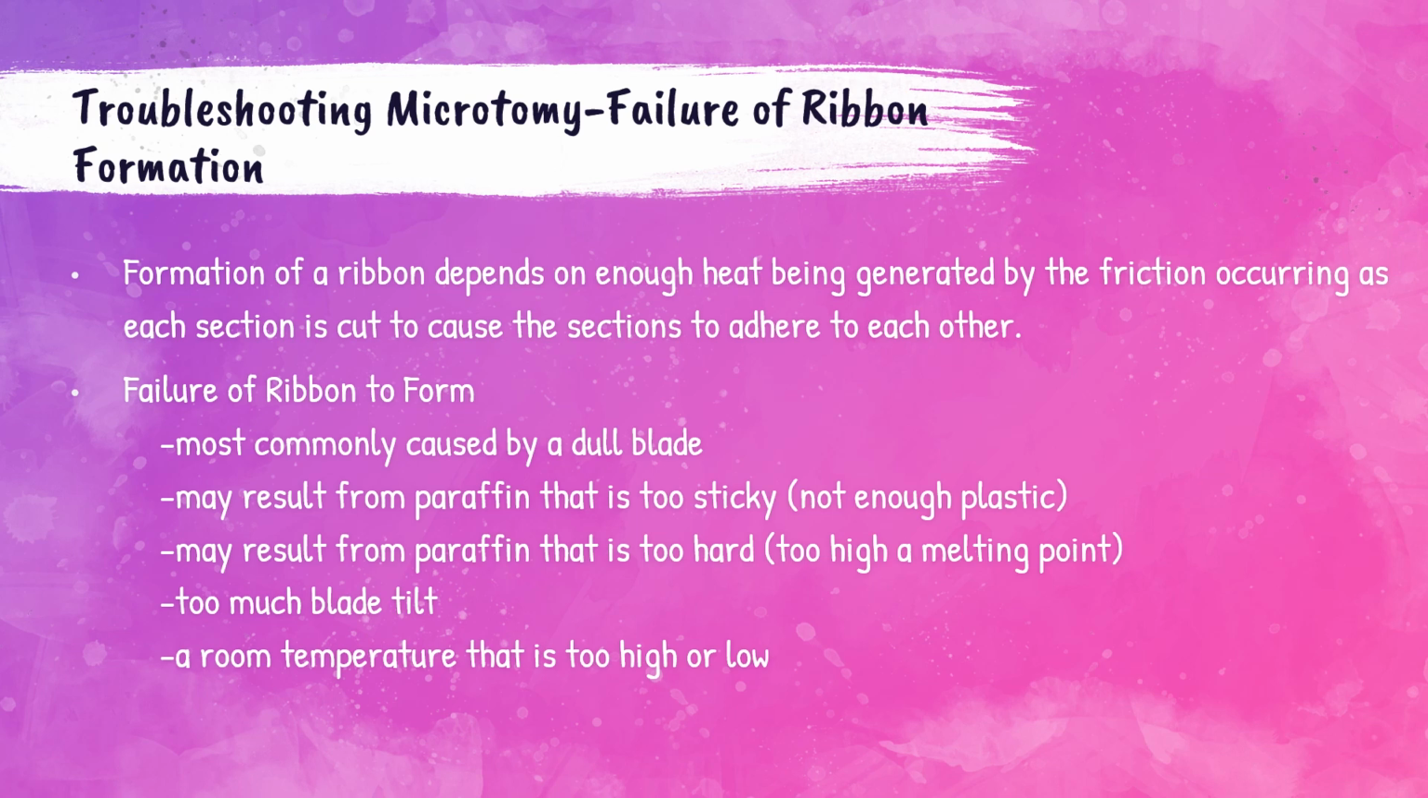Sometimes the ribbon will not form, and there are many different reasons for this, although the most common reason is that the blade on the microtome is too dull. It can also be caused by the paraffin wax being too sticky or too hard. There can be too much blade tilt, or the temperature of the room could be either too high or too low.